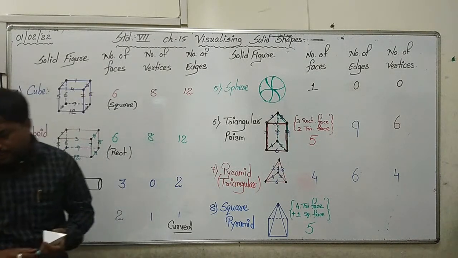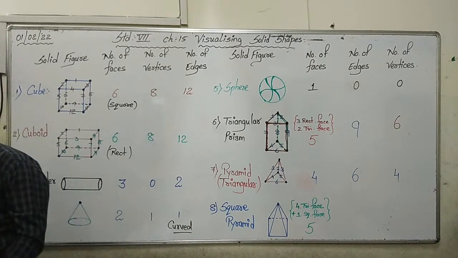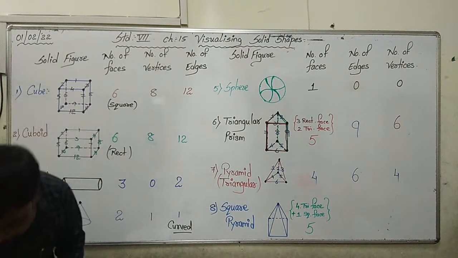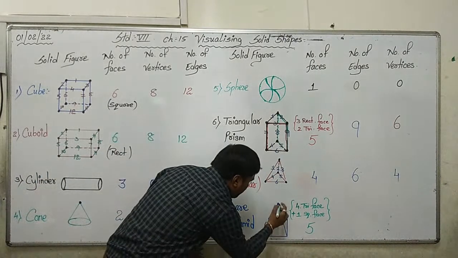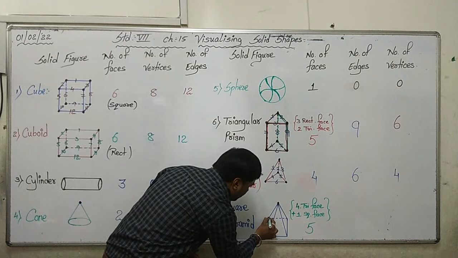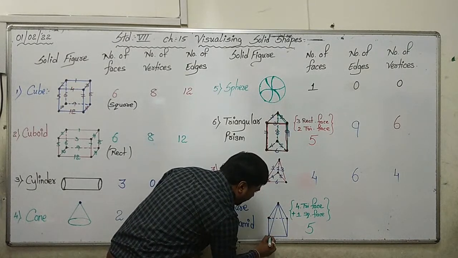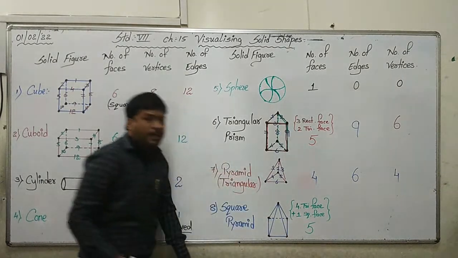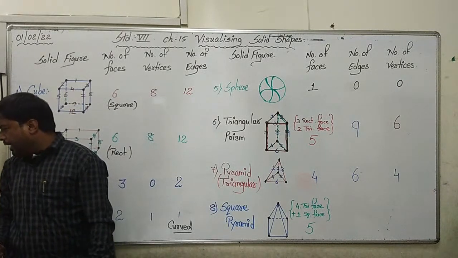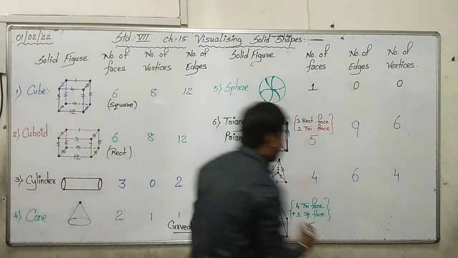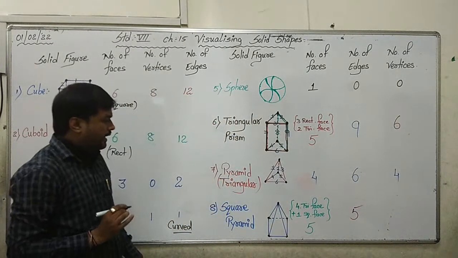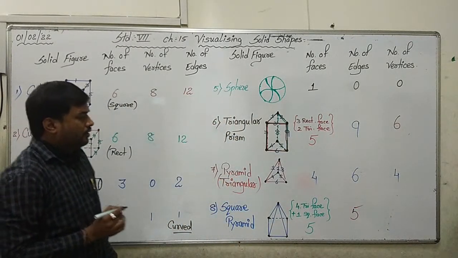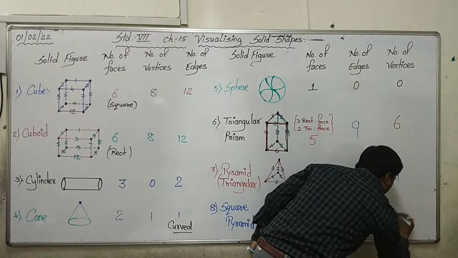Now let's find the number of vertices. Vertices, find out over here. 1 2 3 4 5. So how many vertices are there? 5 vertices are there, right? How many? 5, right? The question is clear. So 5 vertices.